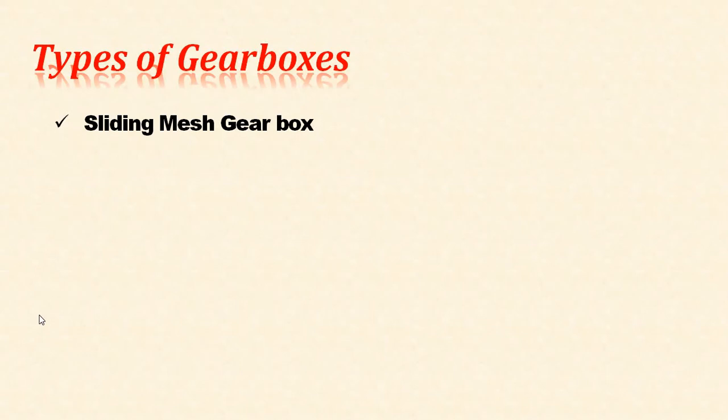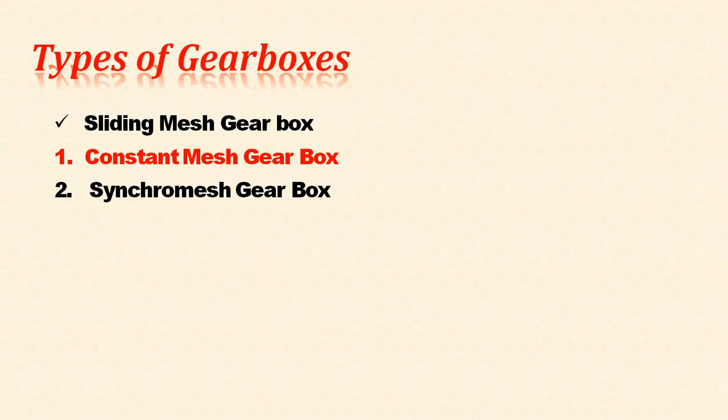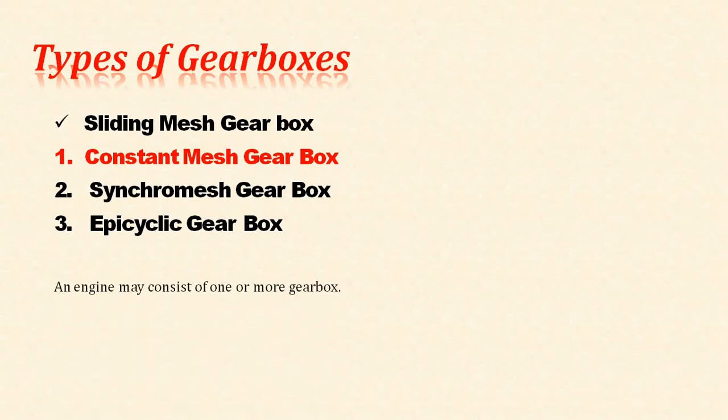So, the types of gearbox are the sliding mesh gearbox, constant mesh gearbox, synchro mesh gearbox, and epicyclic gearbox. In the last video, we completed the sliding mesh gearbox, and an engine may consist of one or more gearboxes. In this video, we are going to complete the constant mesh gearbox. There may be a gearbox which is a mixture of these types.